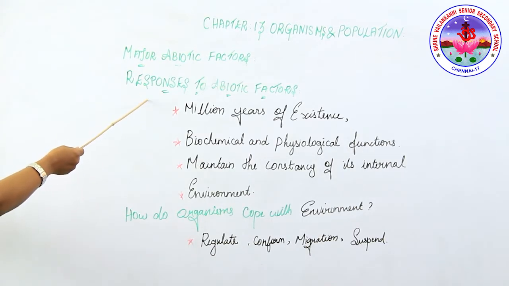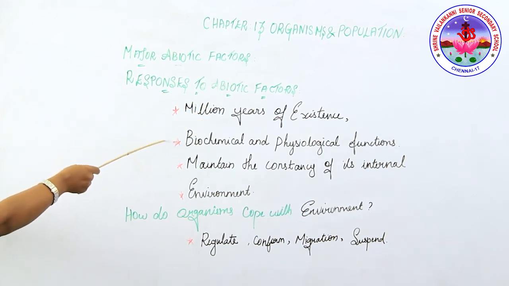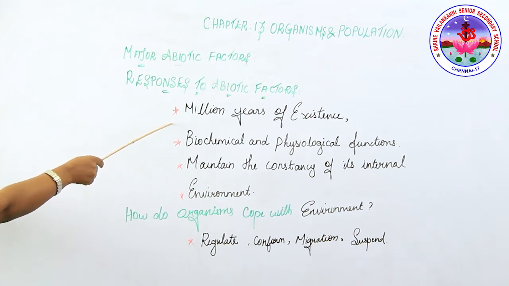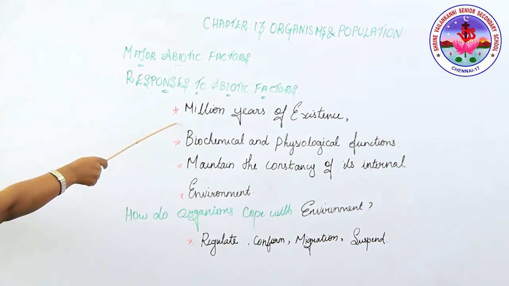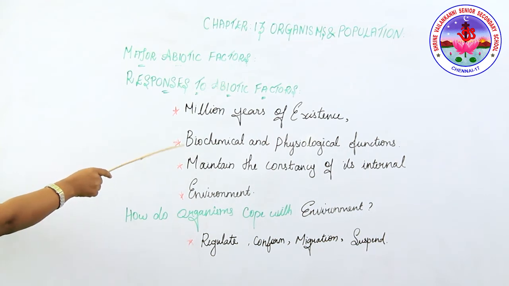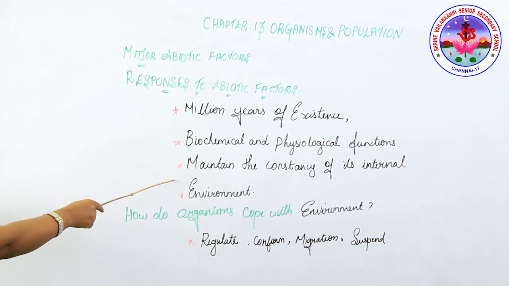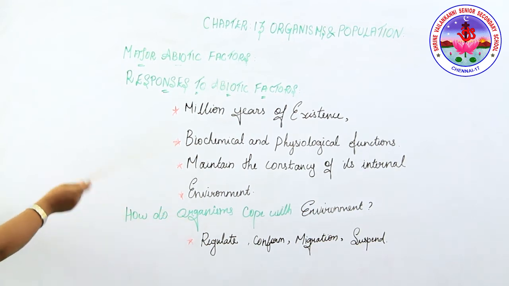Next, we're going to discuss responses to abiotic factors. How do these organisms respond? During the course of millions of years of existence, many species would have evolved a relatively constant internal environment that permits all biochemical reactions and physiological functions to proceed with maximum efficiency. That enhances the overall fitness of the species. The organism tries to maintain the constancy of its internal environment. That process is called homeostasis, despite varying external environmental conditions that tend to upset it.